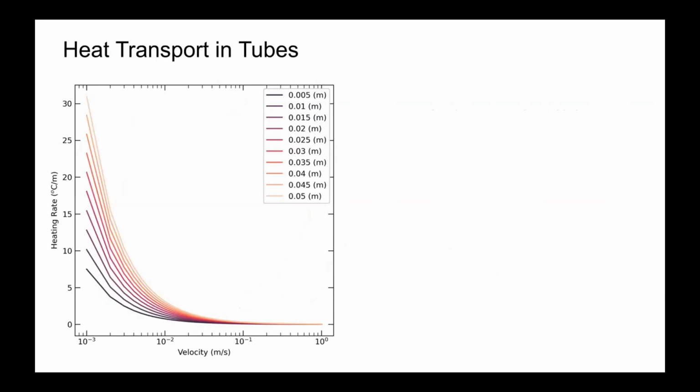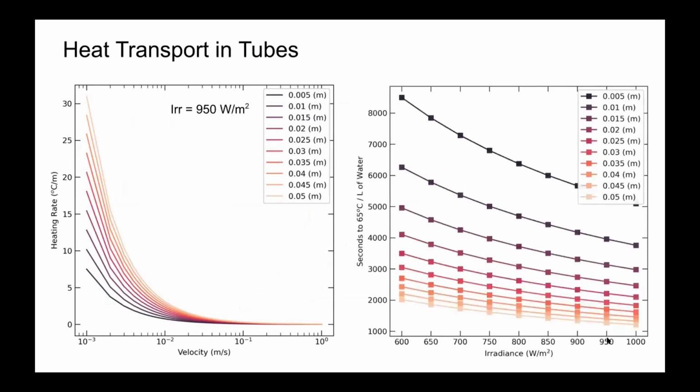But if we look at different tube diameters and the velocity that's flowing through them, we can start to calculate different heating rates. So what we see is that ideally we want to increase the diameter of our pipe, and we want to slow the flow down as much as possible, which is also a similar conclusion to what Jared found.